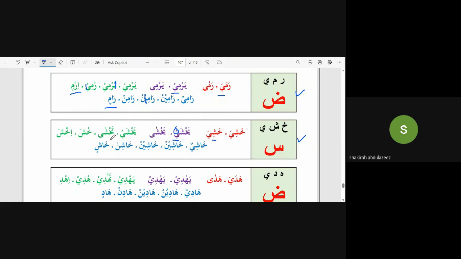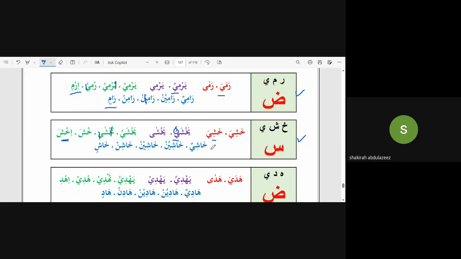When you want to get a fi'l amr from fi'l mudari, we are going to drop alamatul mudari. That is the sign of mudari there. So when we drop it, we also drop the weak letter at the end of it. So we now see that it will have sukun, and in Arabic, you can't start a word with sukun, so we have to add hamzatul wasl with it. So it will now become ikhsha. Mashallah.